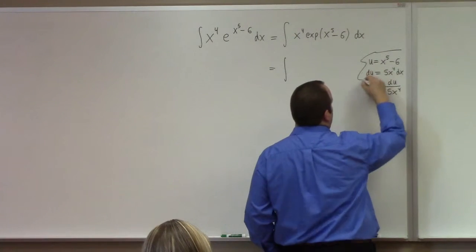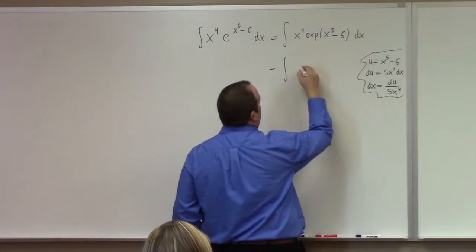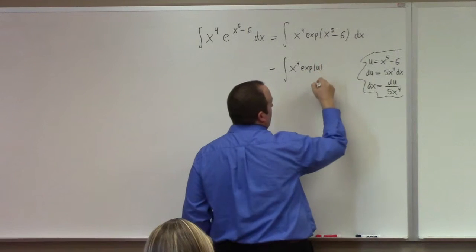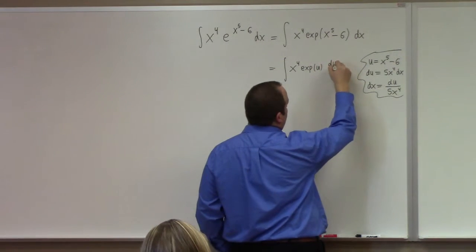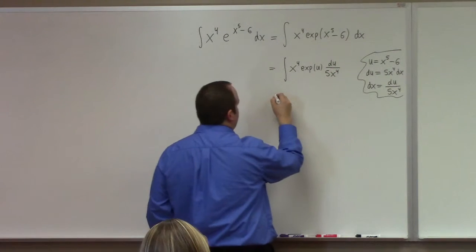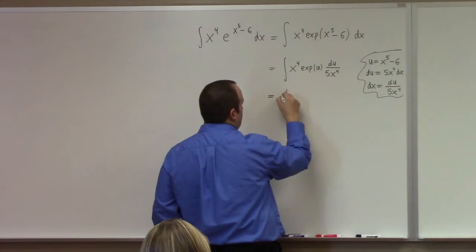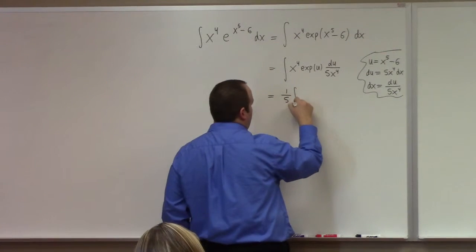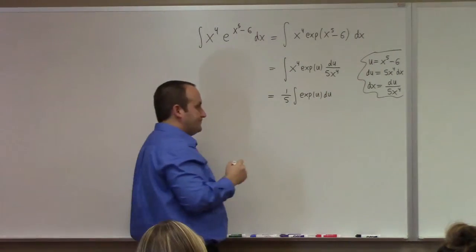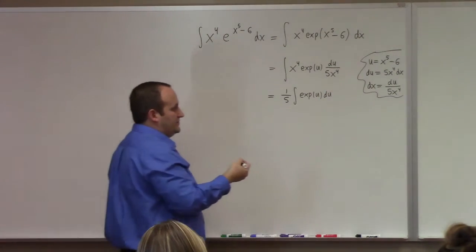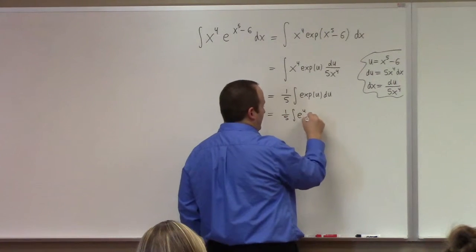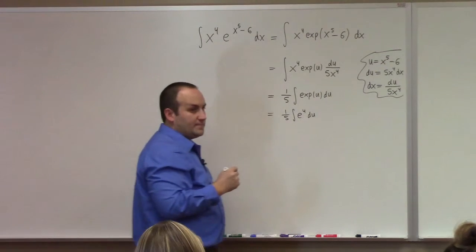So I take these ideas and I plug them in. I have x to the fourth times the exponential of u. dx was what? dx was du over 5x to the fourth. So the x to the fourths do what? They cancel, right? And we're left with 1/5 the integral of the exponential of u du. Of course, you could rewrite this if you want to. Whatever notation you're more comfortable with, I don't really care.